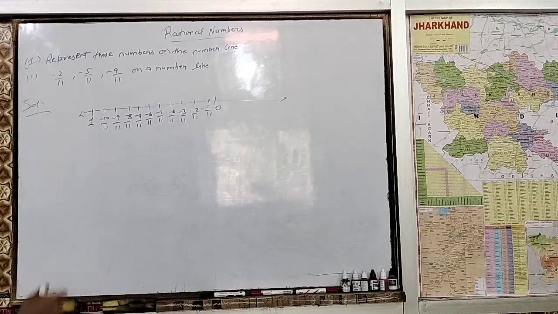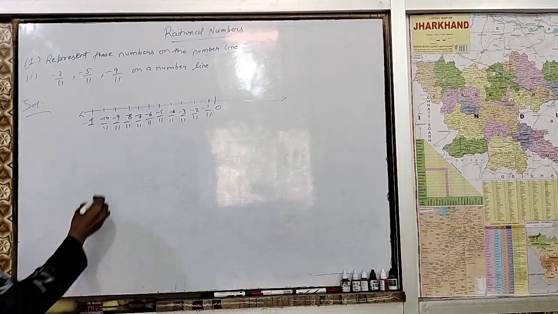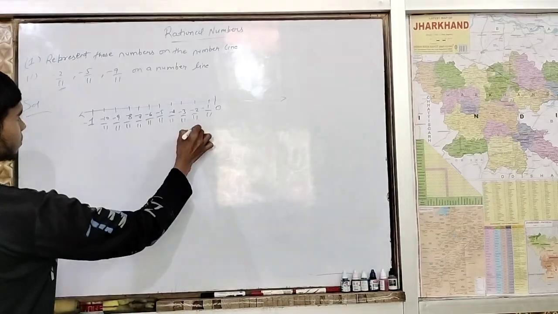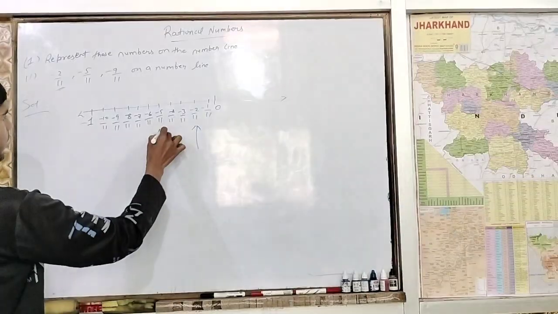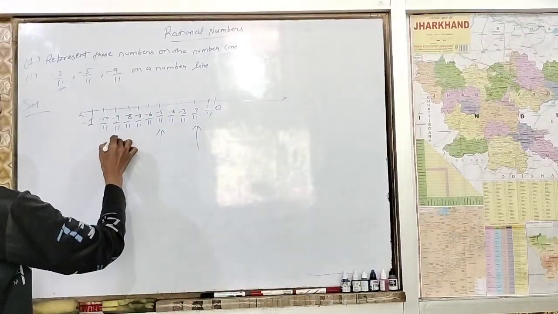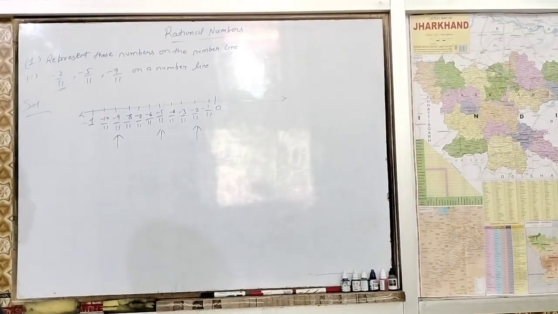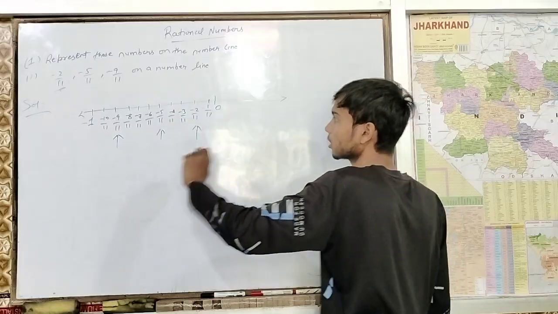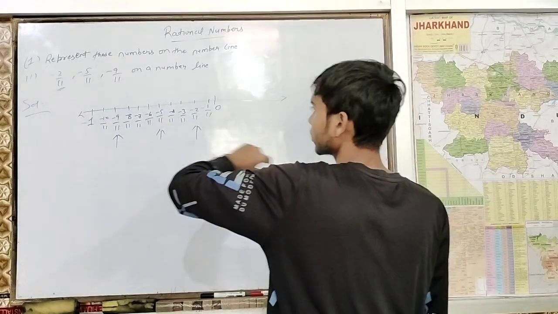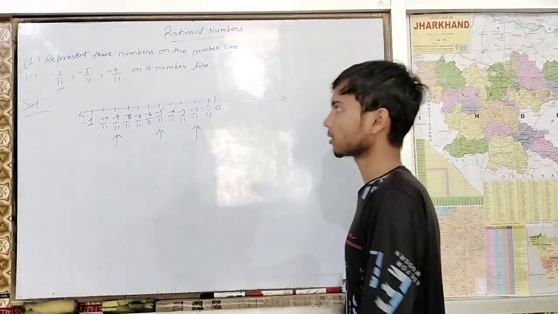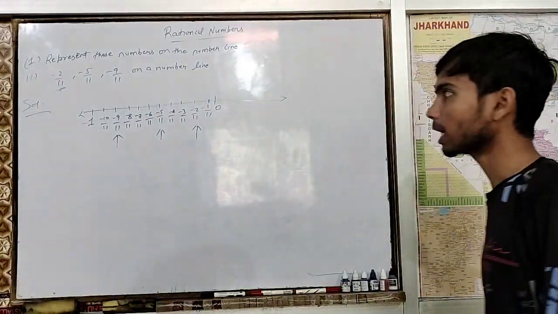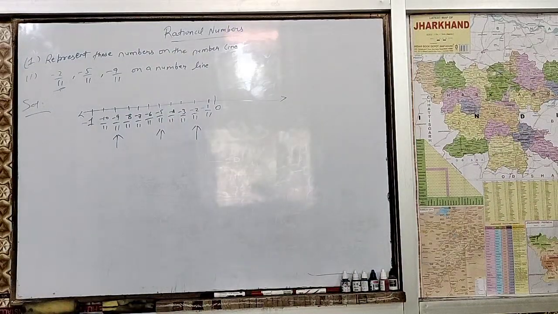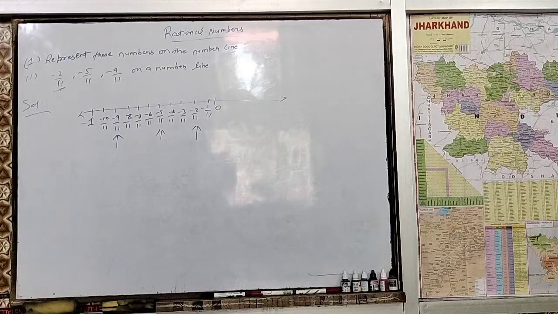Because minus not 1 minus 1. So our fraction is here, and minus 5 upon 11 over here, and minus 9 upon 11 over here. Like that you will plot. You are saying that minus 2 upon 11 is over here, minus 5 upon 11 is over here, and minus 9 upon 11 is coming over here. That is a correct way to represent our rational numbers on the number line.